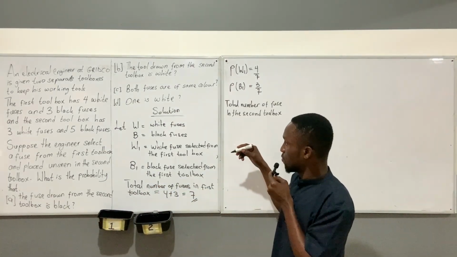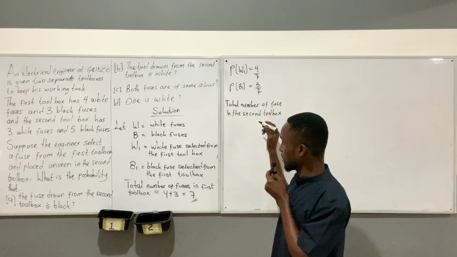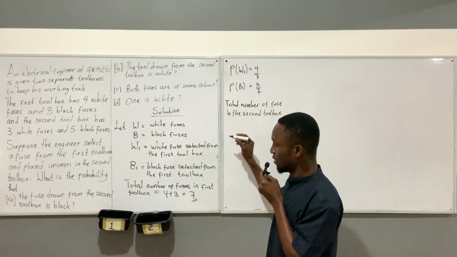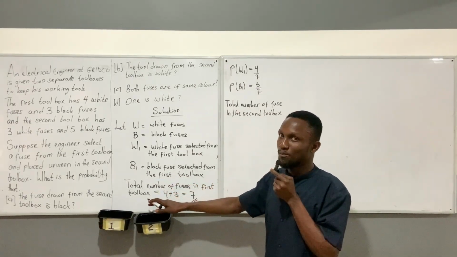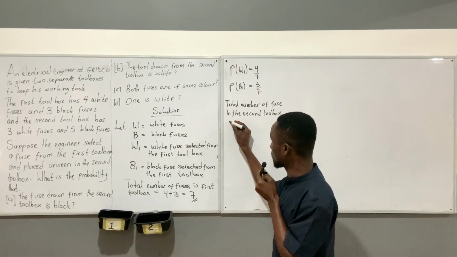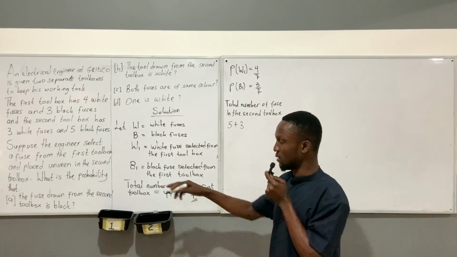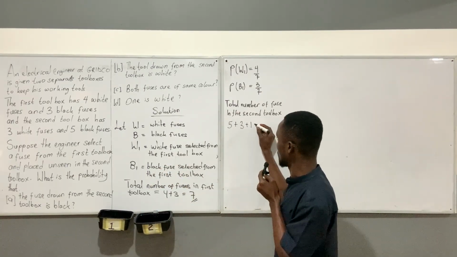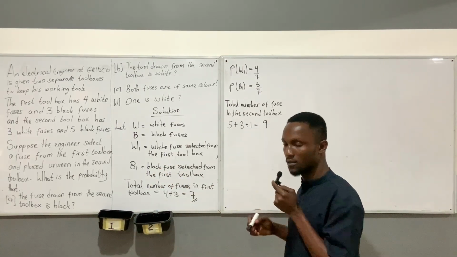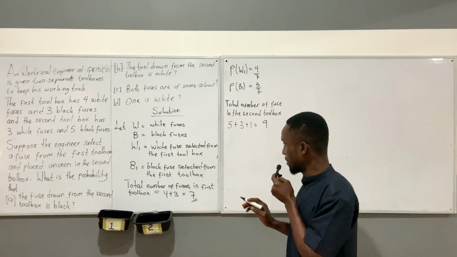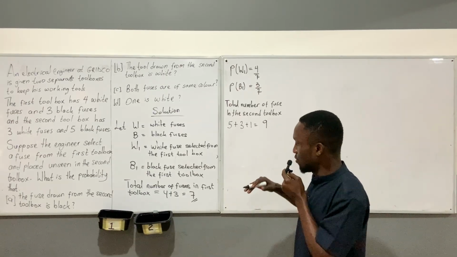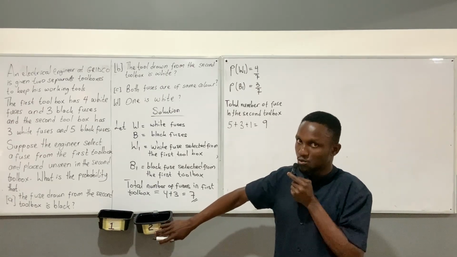Good. What is the total number of fuses in the second toolbox? So we have, the first time we had 5 black fuses here. So 5 plus 3 white from the beginning. Now we added 1 plus 1, giving us what? 9. Are you okay? Now we are moving on to the probability of the second toolbox.